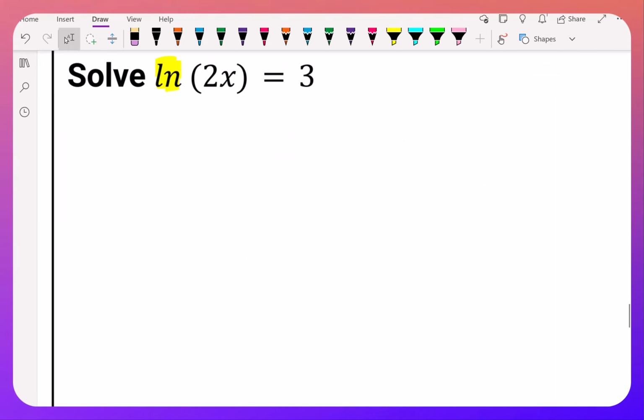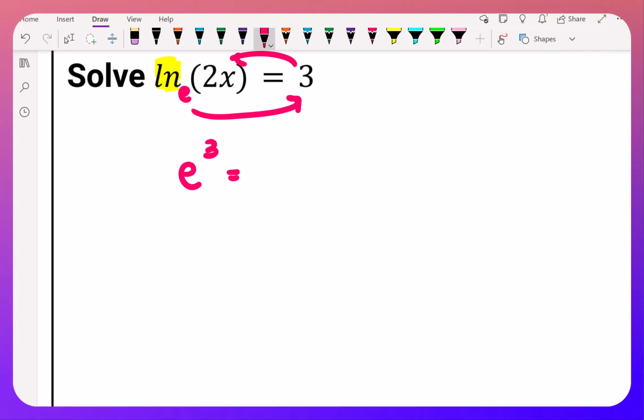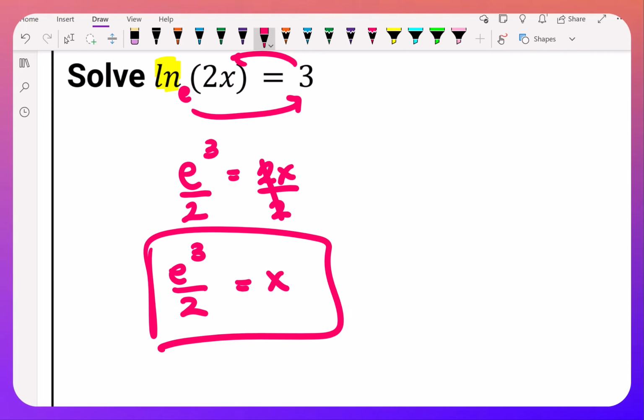Okay, over here. Now listen, if you've got a common log or if you have a natural log, you're going to need to write in this base. So you have a base e that you don't see. So you're going to start writing it as an exponential function. So you're going to do e to the power of 3 equals 2x. Divide by 2. x is equal to e to the power of 3 over 2. That is the exact answer. This is perfectly fine. And if it's multiple choice and it wants you to figure out a decimal, then you just type in e to the power of 3 divided by 2. But that's basically how you do it.